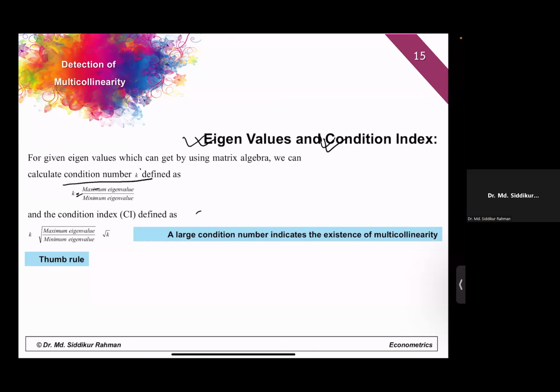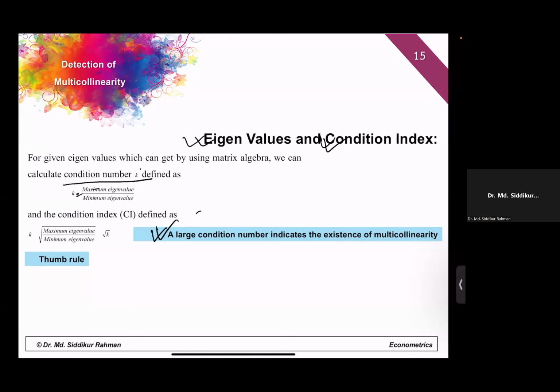So what is the detection of multicollinearity? Suppose you calculated the condition number. A large condition number indicates the existence of a multicollinearity problem. There might be many questions about what the maximum number is, but we can explore that later. Right now, remember that a large condition number indicates multicollinearity.